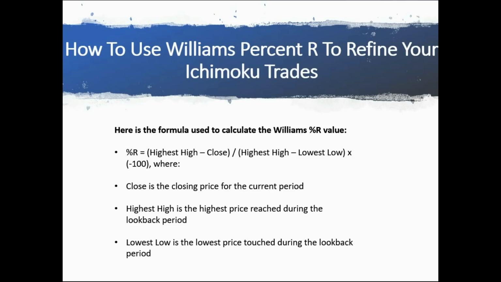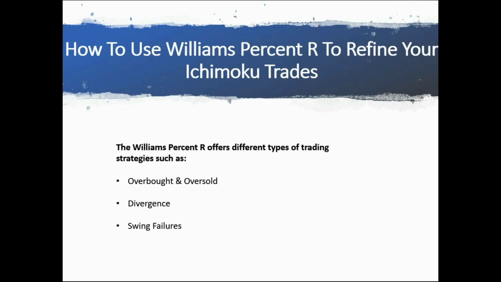So this is all based off of momentum, and that's something we really want to be in. We want to be a momentum trader. The Williams percent R offers different types of trading strategies such as overbought and oversold, divergence, and swing failures.